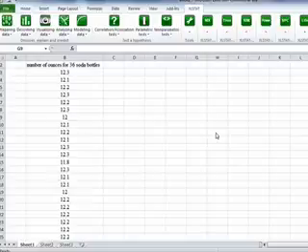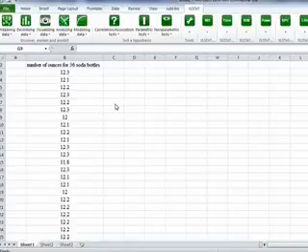In this video, we're going to learn how to conduct a hypothesis test as well as construct a confidence interval for one sample mean. Now, we have 36 data points here for our sample, and we're going to assume that we have the population standard deviation. So for our hypothesis test, we're going to be using a z-test. If we did not have the standard deviation of the population, then we would do a t or student t-test.